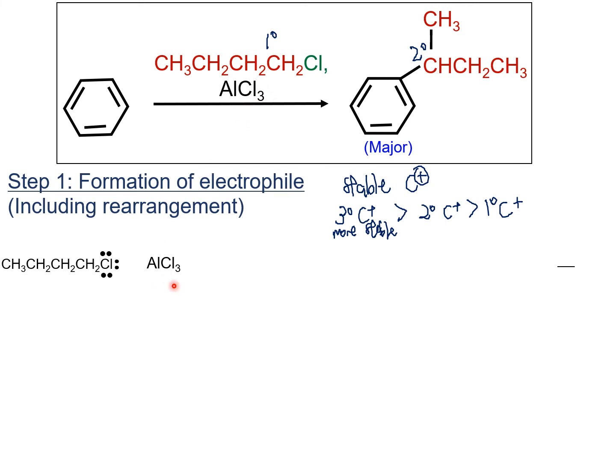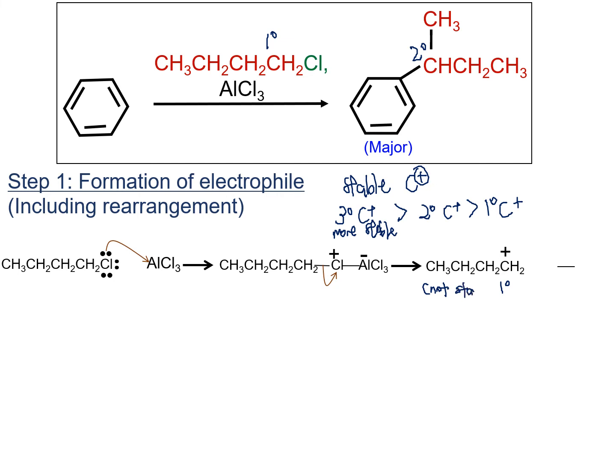So what happens, one of the lone pairs on Cl attacks AlCl3 so that it forms this complex. But we don't want to form the complex, we want to form the carbocation ion as the electrophile. Okay, therefore we have to break the bond between this carbon and this Cl plus and Al minus Cl3. Therefore we will get this carbocation ion. Okay, but this carbocation ion is not stable. Okay, this is a primary carbocation ion. It is very unstable, not a stable carbocation ion. So that's why we need to do a rearrangement.